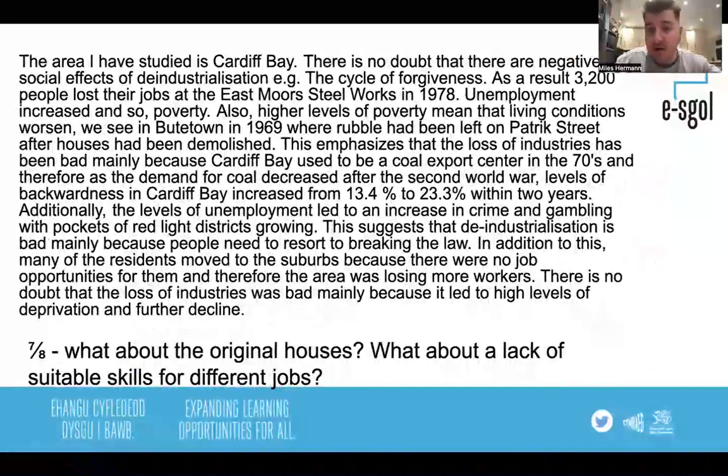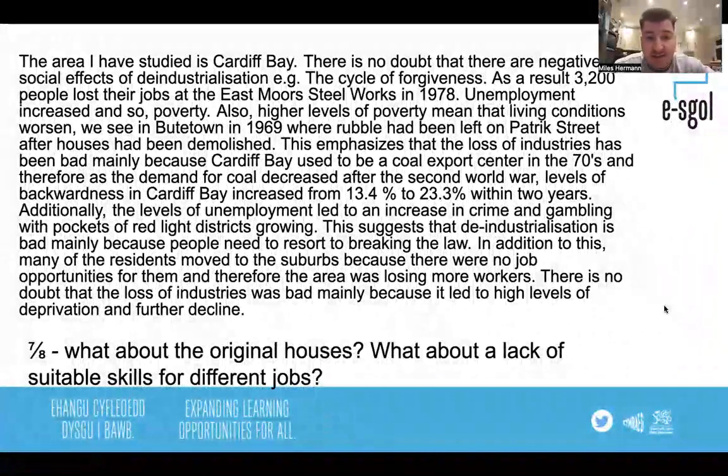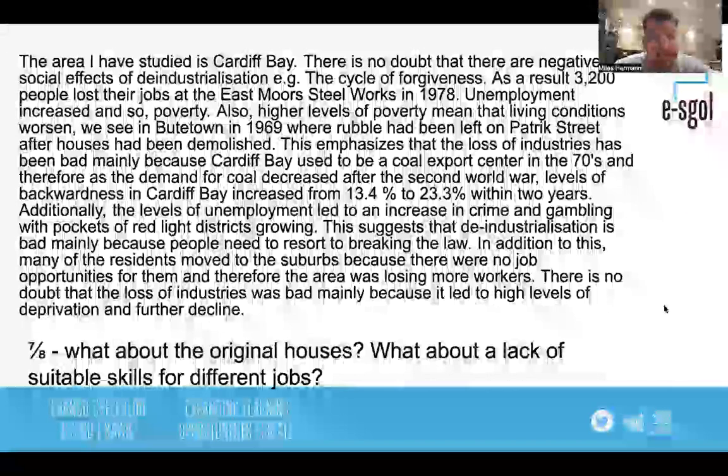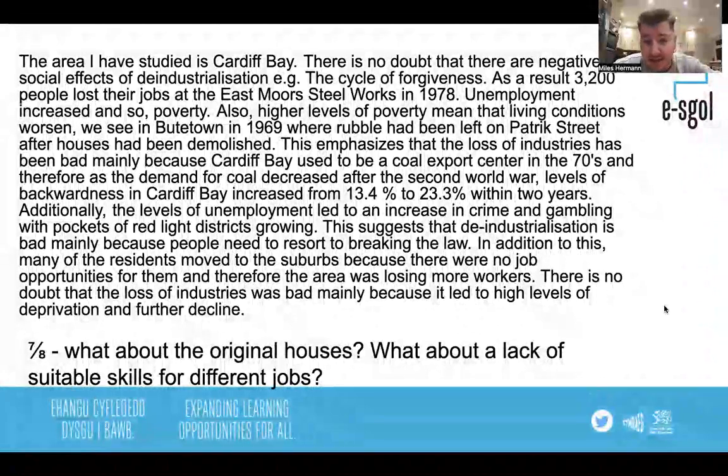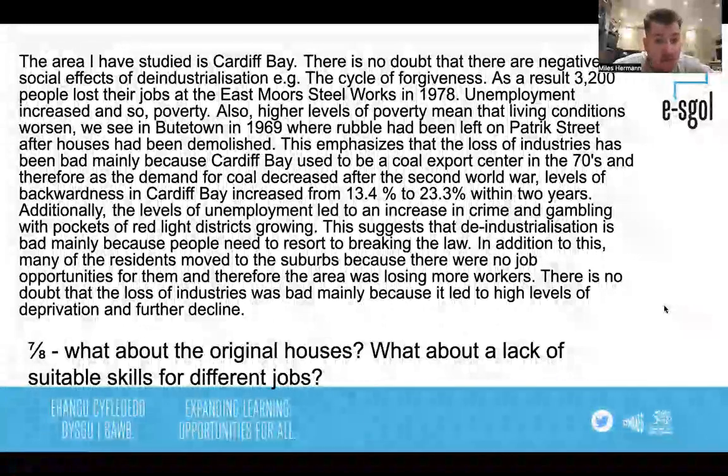So here's one model answer. I'm going to move myself there so I can read this to you. The area I have studied is Cardiff Bay. There is no doubt that there are negative social effects of deindustrialisation. For example, the cycle of deprivation. As a result, 3,200 people lost their jobs at Eastmoor Steelworks in 1978. Unemployment increased, and so poverty.